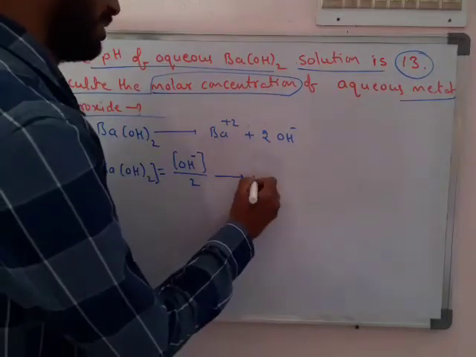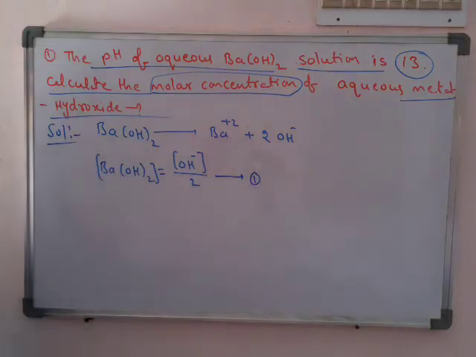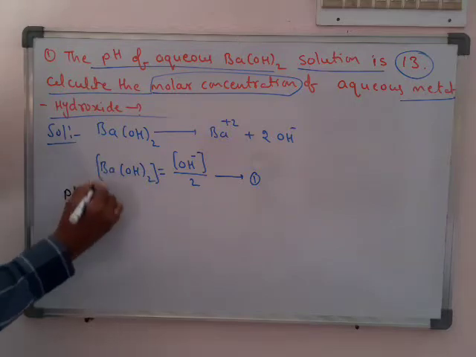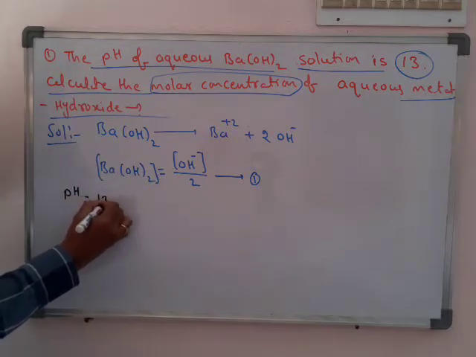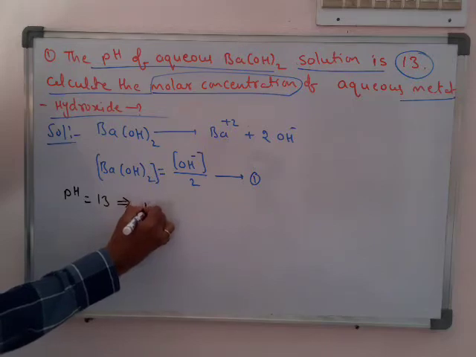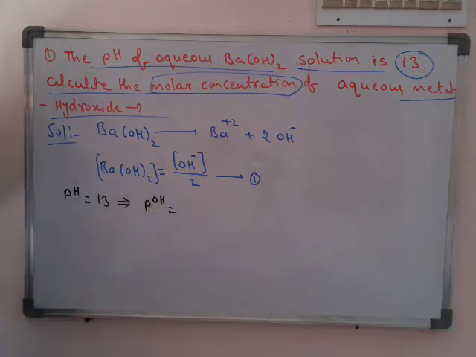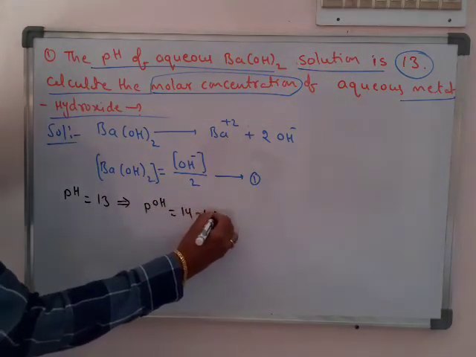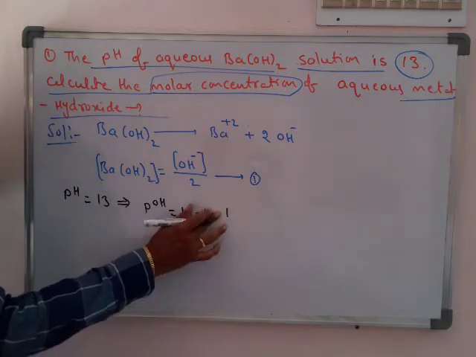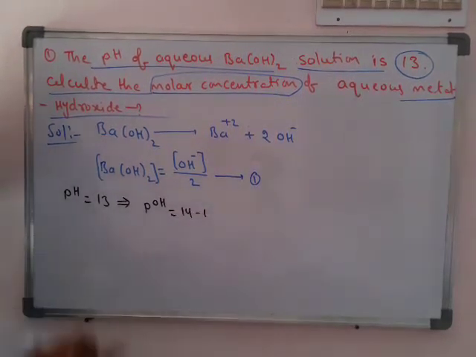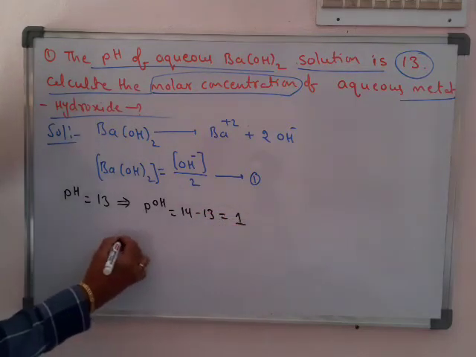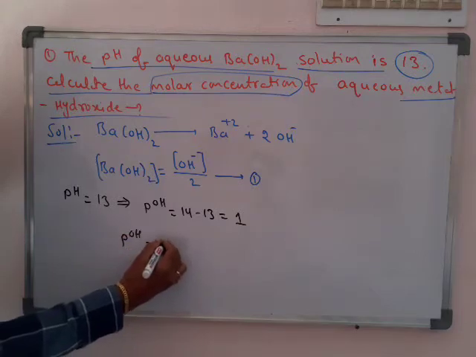So just take it as equation 1. Now, the given pH is 13. So pH given means what is the pOH? We know that pH plus pOH is equal to 14. Sorry, pH is given as 13. So 14 minus pH, that is equal to 1. pOH is equal to 1.